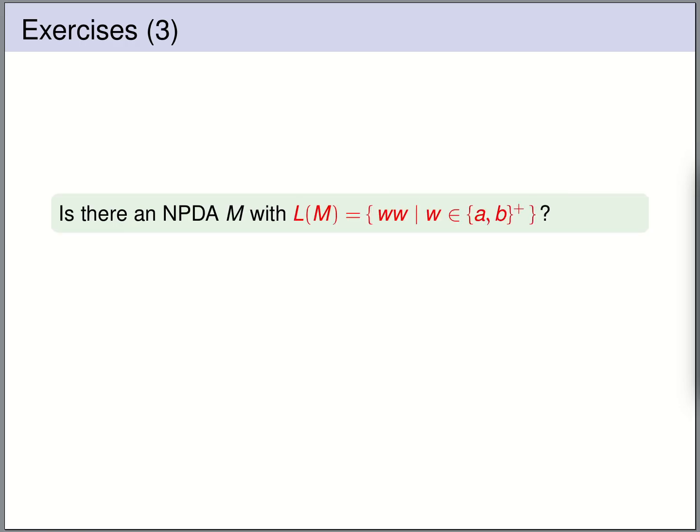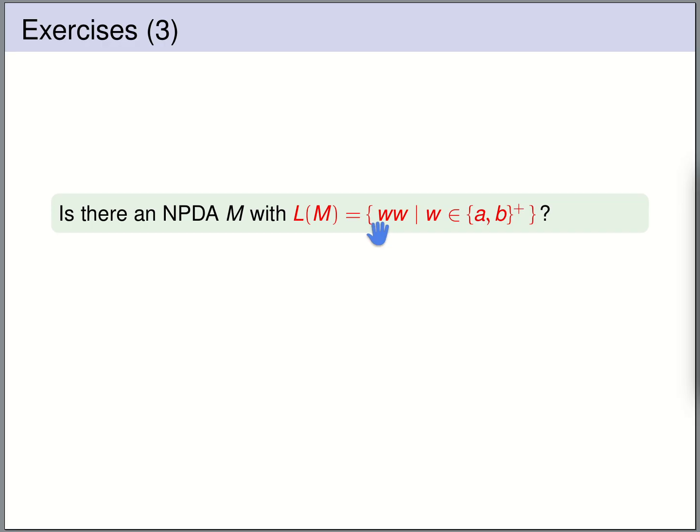Now this exercise asks whether there is an NPDA that accepts the language WW for W, a non-empty word, over {A, B}. We've just constructed a non-deterministic pushdown automaton for the language WW reverse. But now the question is, can we also do it with the second part not reversed, but repeating exactly the first part? And the answer to this question is, it's not possible. We cannot do this with a non-deterministic pushdown automaton.